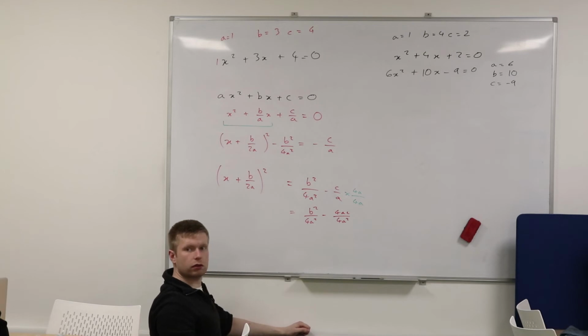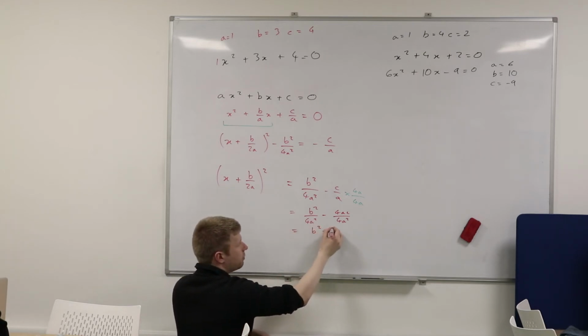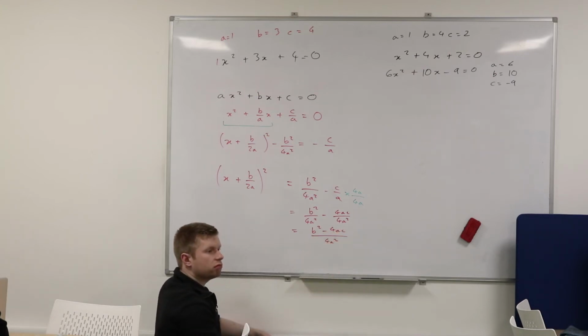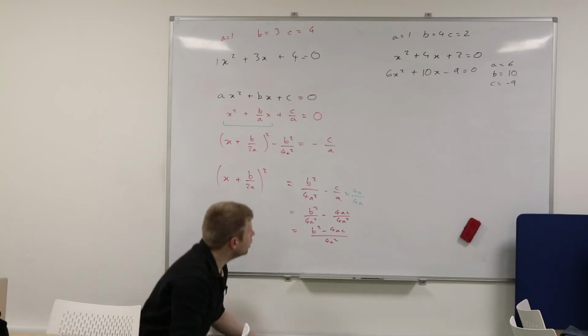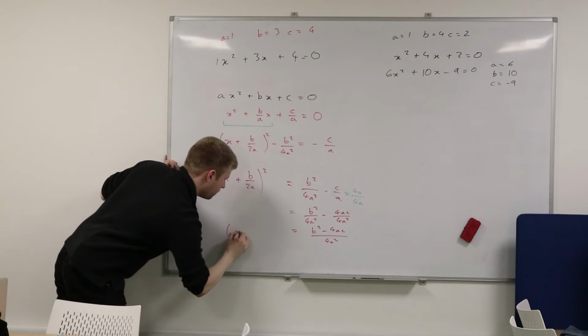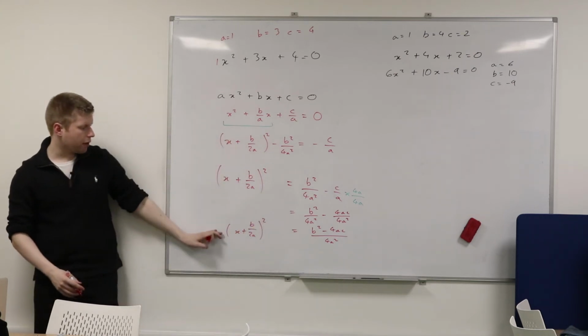So far, so good? Good. Would you be happy as one fraction? This would just be b squared minus 4ac, all divided by 4a squared. Yeah? Happy with that? Okay. Now let's come back to this. In fact, let me write it down on this line here. Okay? That's where I'm at the moment.